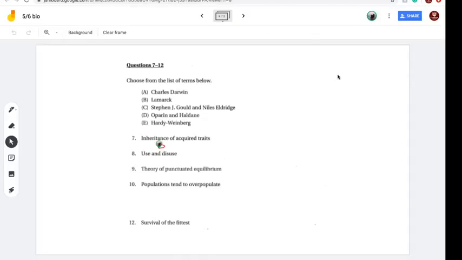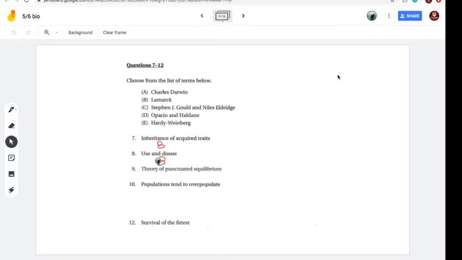And same for number 8. Try to use what we learned about Lamarck's theory of evolution and apply it to question 8. I'll give you guys a couple of seconds. This question is also similar to Lamarck's theory of evolution of use and disuse of characteristics. So this question is also choice B.